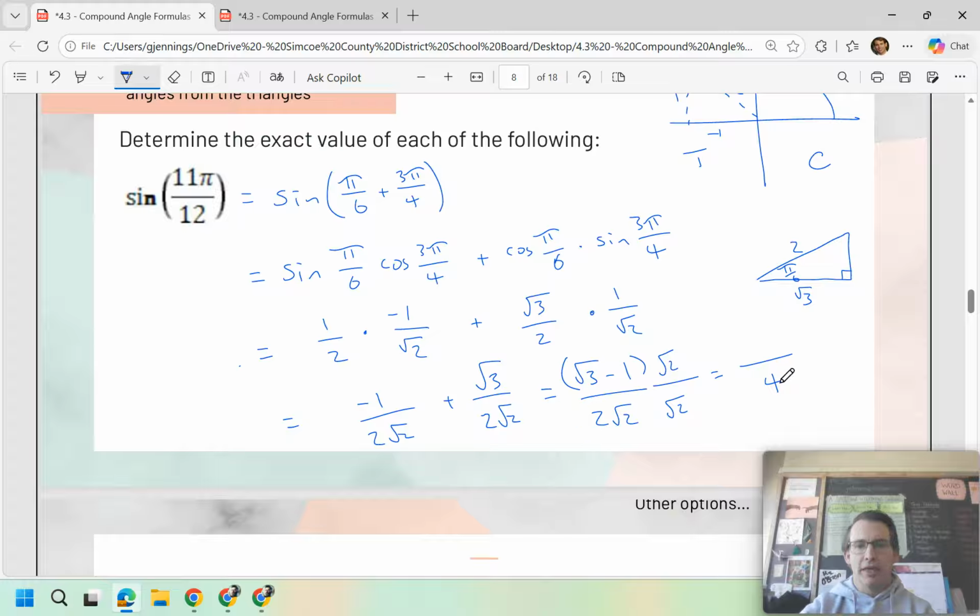Okay. And then over here we have root 6 minus root 2. And there it is, simplified. Okay? Go. See, get out of here. Go. Check the rest later.